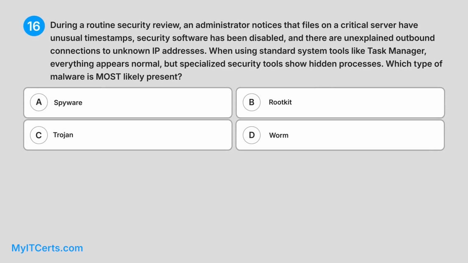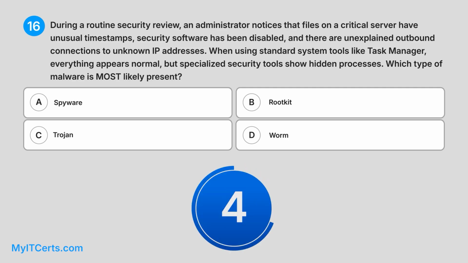16. During a routine security review, an administrator notices that files on a critical server have unusual timestamps, security software has been disabled, and there are unexplained outbound connections to unknown IP addresses. When using standard system tools like Task Manager, everything appears normal, but specialized security tools show hidden processes. Which type of malware is most likely present? A. Spyware. B. Rootkit. C. Trojan. D. Worm. What do you think is the answer?